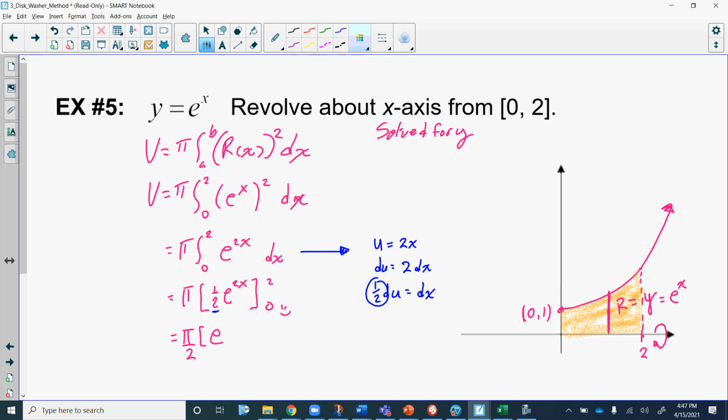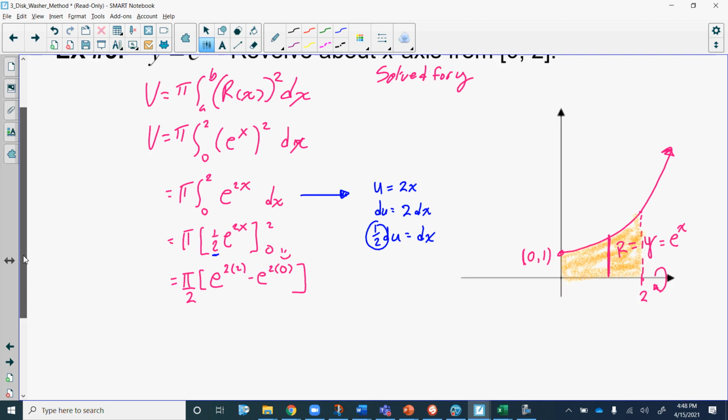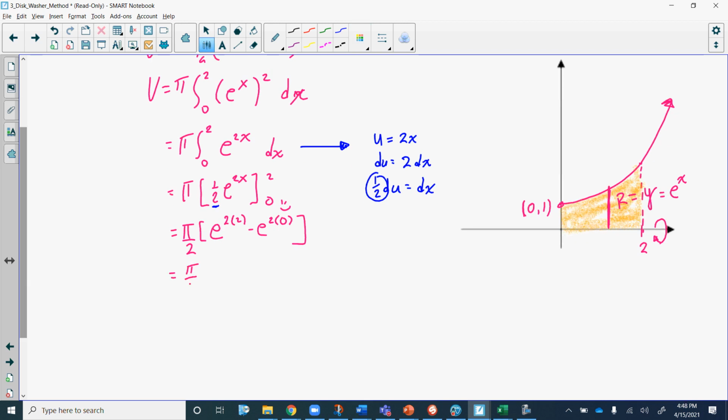Actually, no, in this case, substituting 0 doesn't give me 0. Okay, so we're going to say e to the 2 times 2 for x, minus e to the 2 times 0 power. So I wind up with pi over 2 times e to the 4th minus, and e to the 0 power will be 1. And that's probably where I'm going to just stop on that one. There's no reason to try and simplify that one any further. But that's where we're at for the volume on that one.